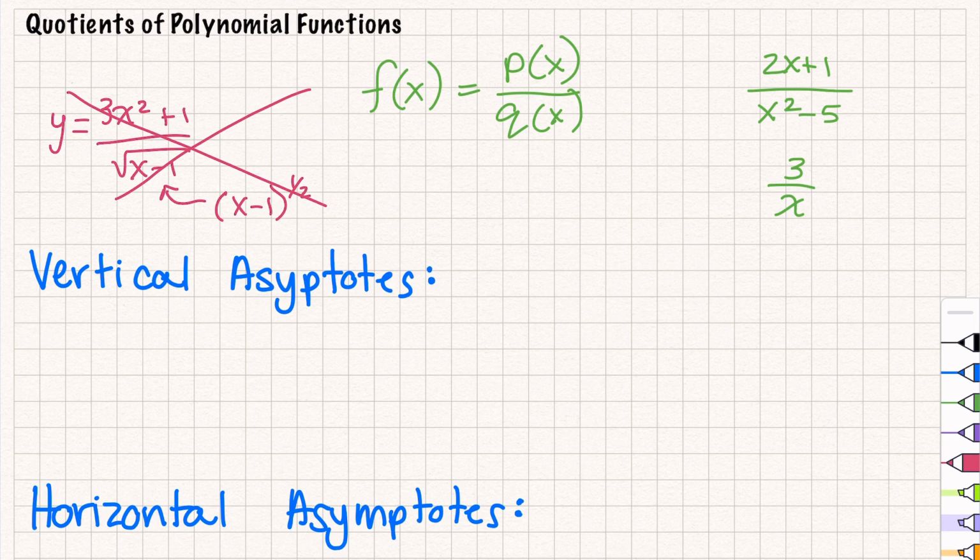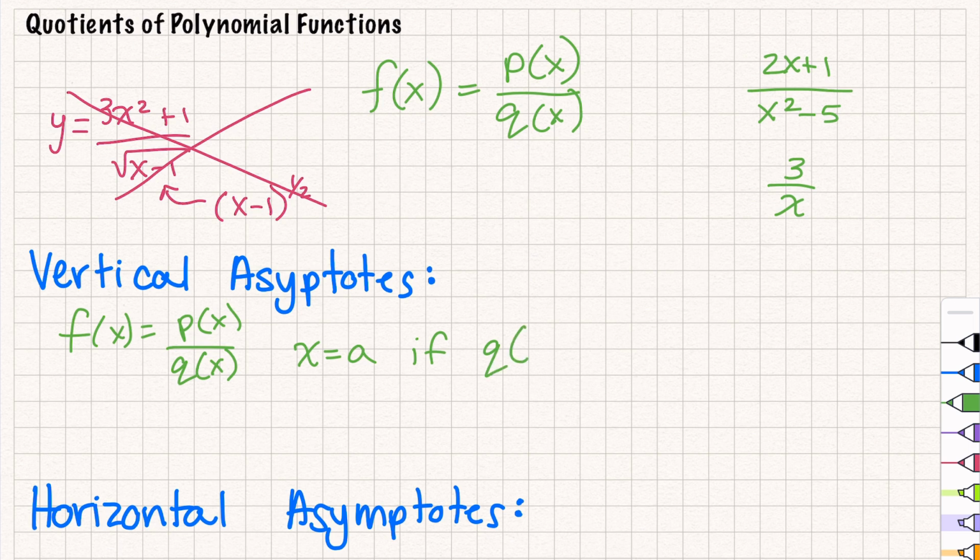So today we're going to be looking at asymptotes. Asymptotes are values that make the denominator equal to 0, so the function cannot exist at that point. So vertical asymptotes, in other words, occur when the denominator of the function is 0. So if I had f(x) equals p(x) over q(x), there's going to be a vertical asymptote, x equals a, if q(x) equals 0.